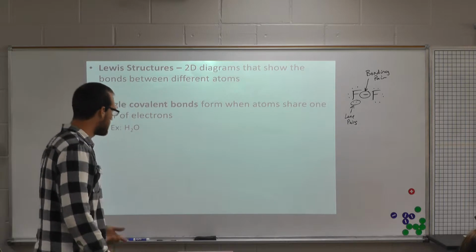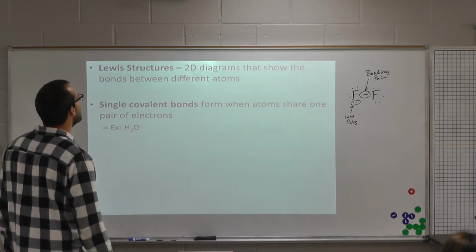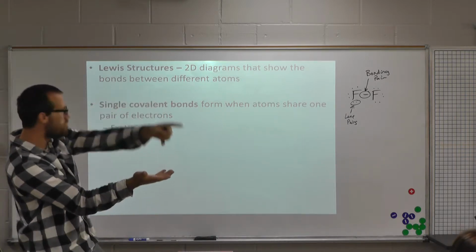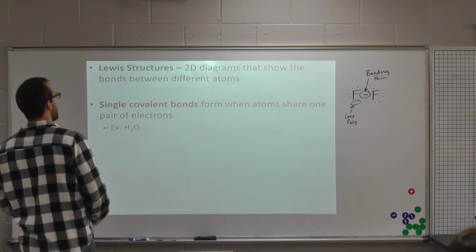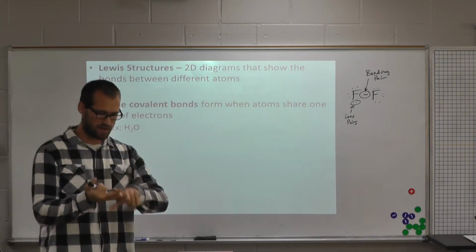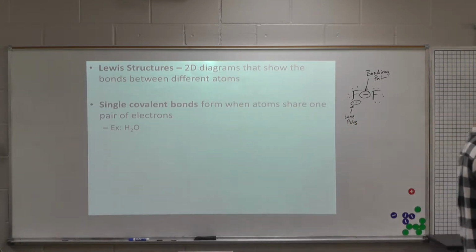All right. So Lewis structure. It's going to be 2D. Can't do 3D. Don't got a hologram. That would be cool. We've got to show bonds between different atoms. So we're going to talk about a single covalent bond, a double covalent bond, and a triple covalent bond. And some of you I'm going to bore because you already know how to do all this, but I don't want to assume everybody does.